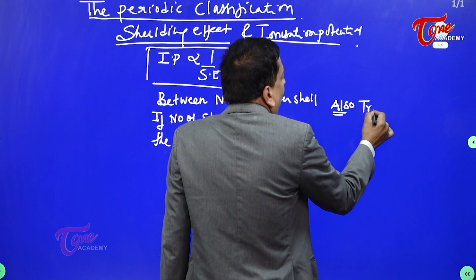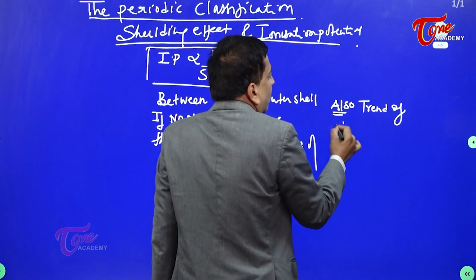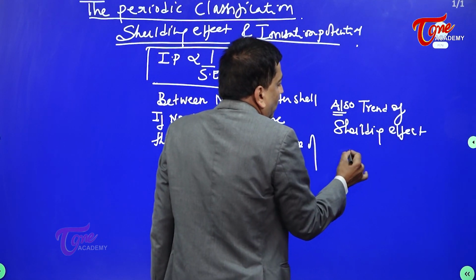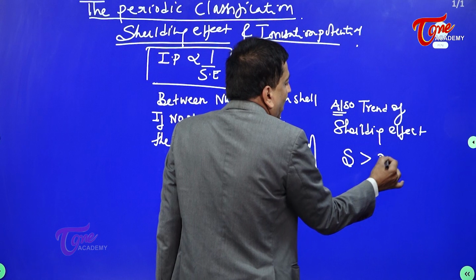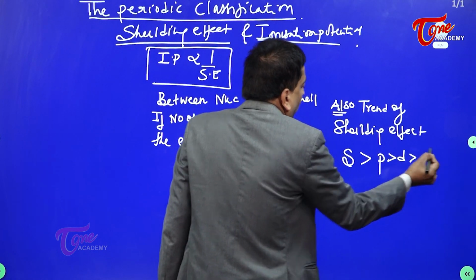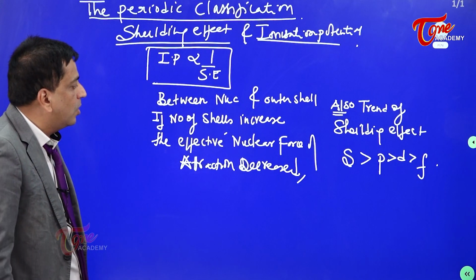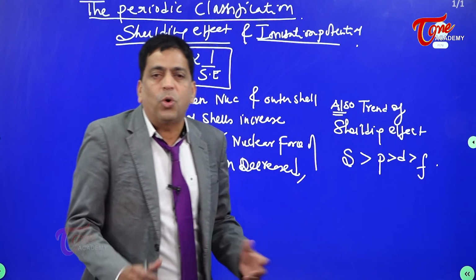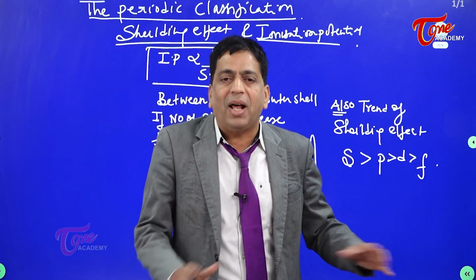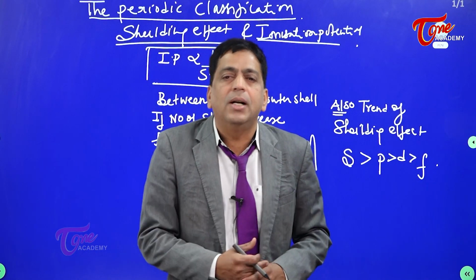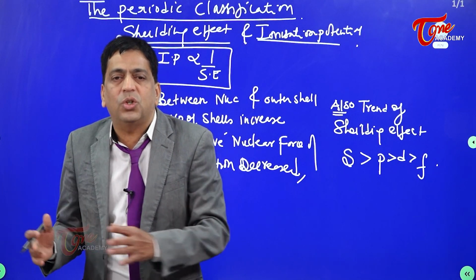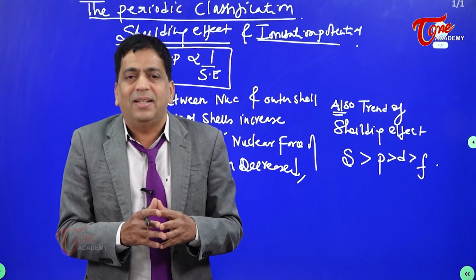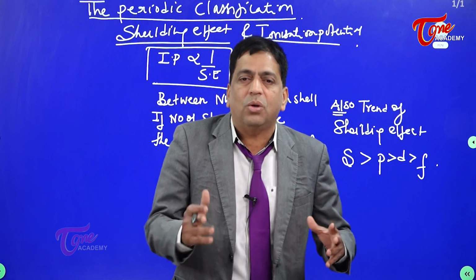the trend of shielding effect. If you see, S is a better shielder compared to P, compared to D, compared to F. You must understand. That is the trend we discussed yesterday. That means between the nucleus and the outermost shell, if the bulk of the electrons are added to S, they are better shielders. If the bulk of the electrons are added to P, then it is also a better shielder. S and P are better shielders.